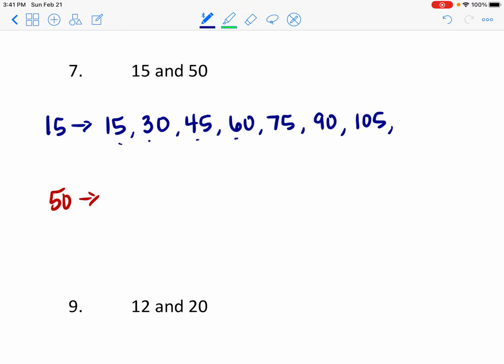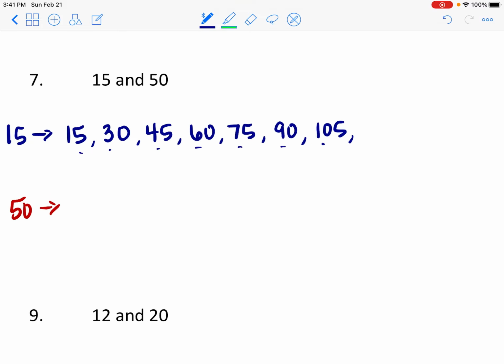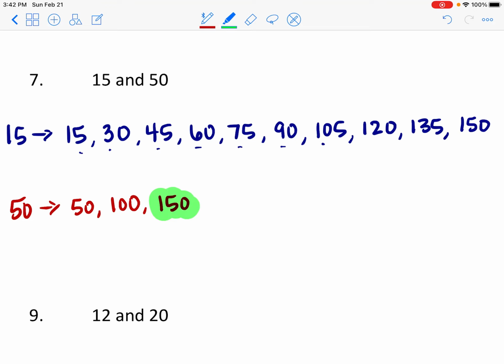So 1, 2, 3, 4, 5, 6, 7, that's 7 multiples. 15 times 8 is going to be 120, and then times 9 will be 135. And then times 10 is going to be 150, and I can stop there because my multiples of 50, 50 times 1 is 50, 50 times 2 is 100, and 50 times 3 is going to be 150, so that's going to be the smallest multiple they have in common, or the least common multiple. So the least common multiple here, that was a fun one, right? Least common multiple here is going to be 150.